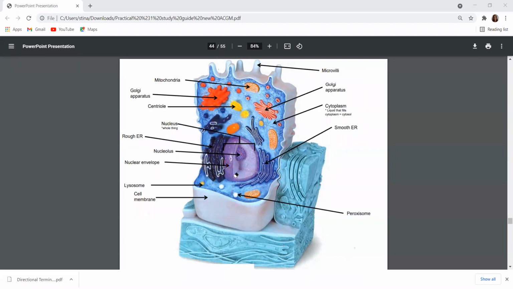For the lab, you have to be able to identify these parts, but you do not have to identify the functions of any of these parts. You're going to be asked the function of these parts in your first lecture exam.